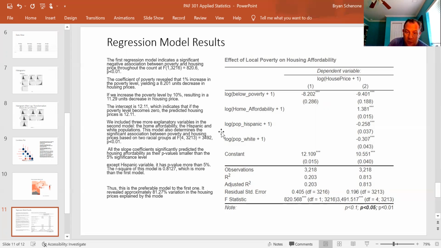The R-square value was 0.8127, which is more than the first model. Thus, this was a preferable model to the first one. It revealed approximately 81.27% of the variation in the housing prices explained by the model.